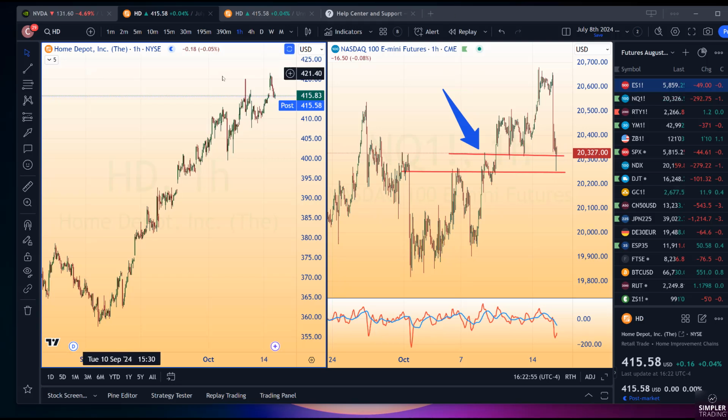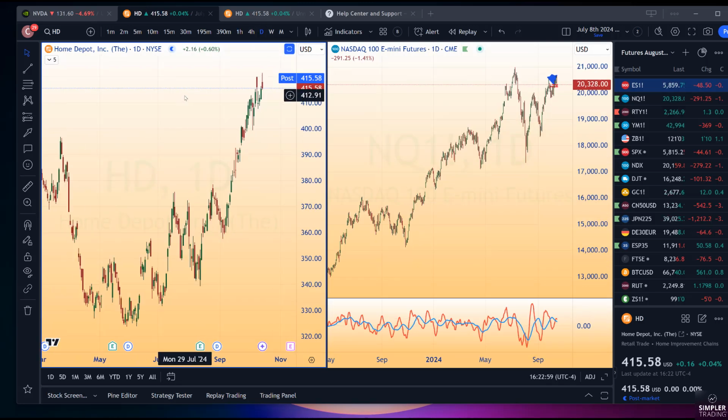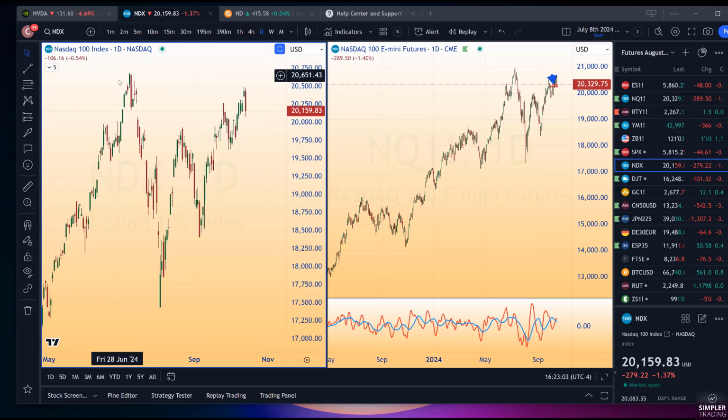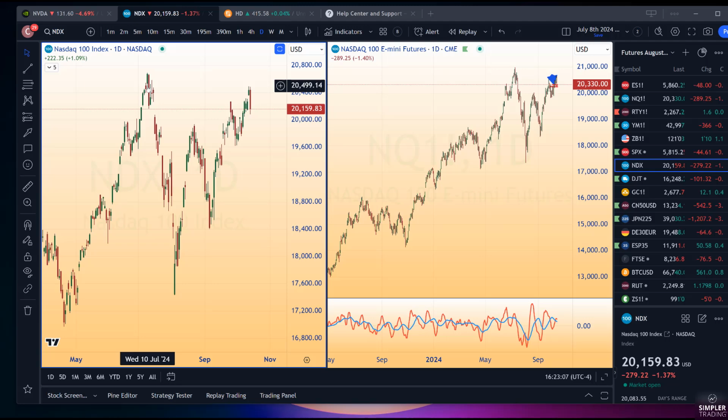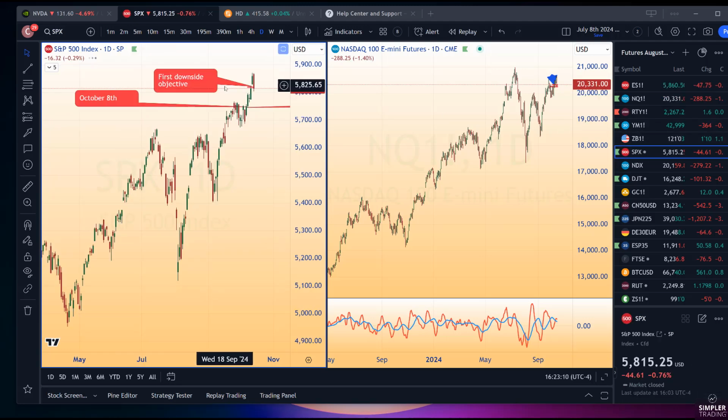Now, when it comes to the broad market, let's say over the next 2 weeks, just keep in mind this. On the left is the NDX. Hasn't hit a new high yet. Just keep that in mind. It's close. The SPX has hit a new high. And that's your October 8th objective. So it's close. It could go even lower.